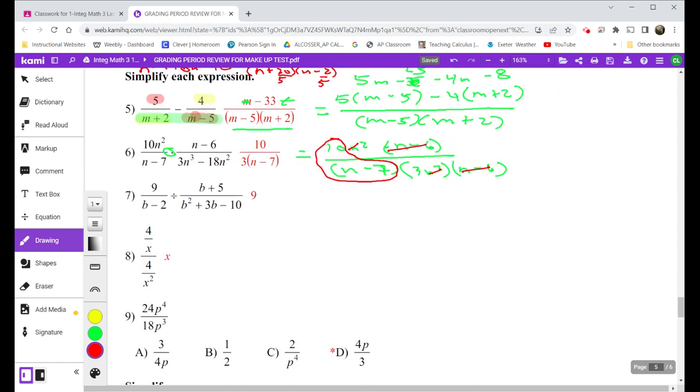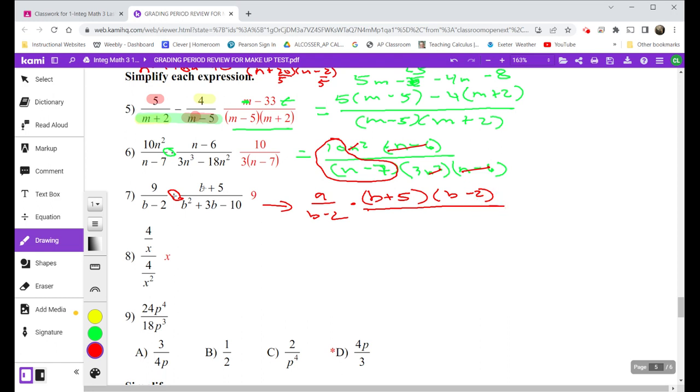All right, so let's work our way here. This is the same type of problem, except it's division. So I have to flip this one over on the end and multiply. So we get 9 times b minus 2, divided by b minus 2 times, and I'm going to factor this. What multiplies to make negative 10 but adds to make 3? That's going to be b plus 5 times b minus 2. 5 times negative 2 is negative 10. 5 plus negative 2 is plus 3.